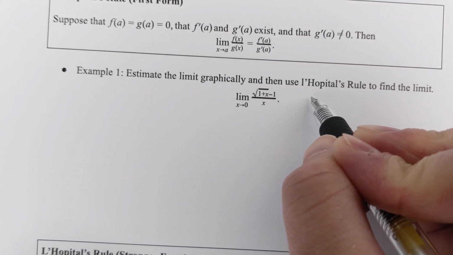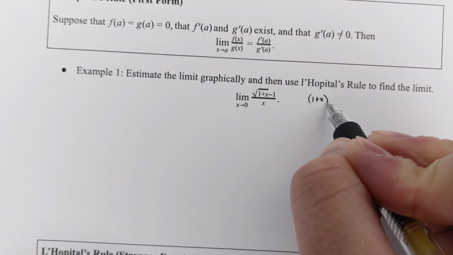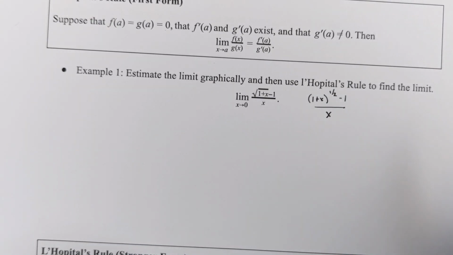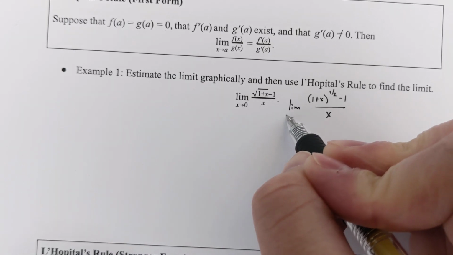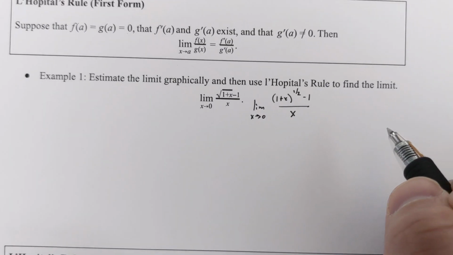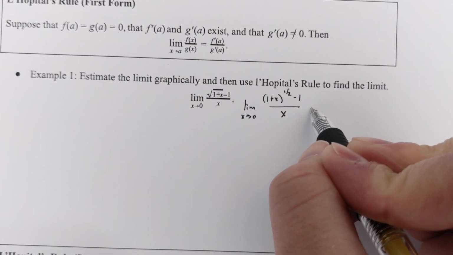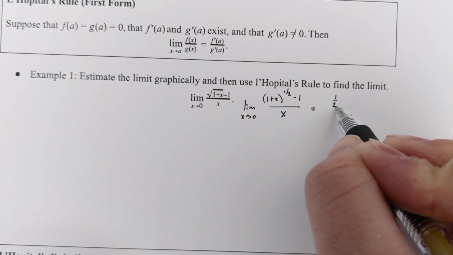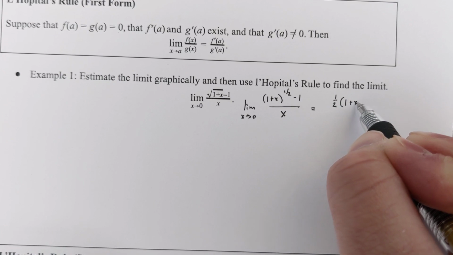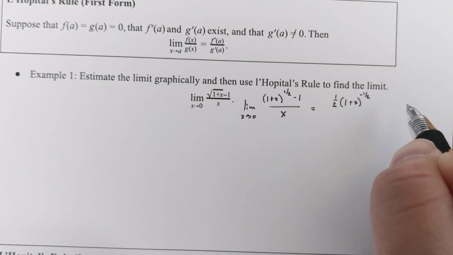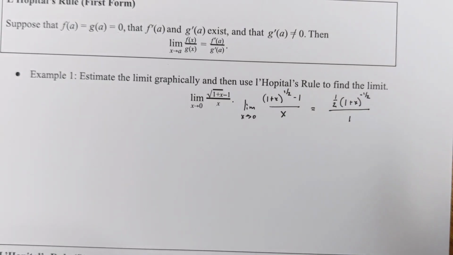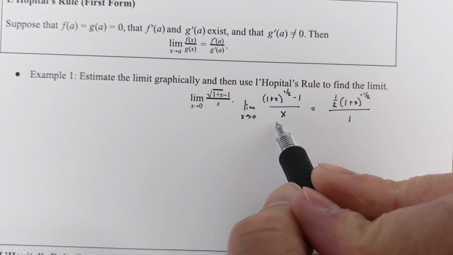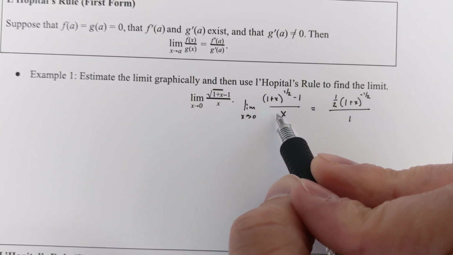I'm going to rewrite this numerator so it's a little bit easier to take the derivative. That's my expression. What L'Hopital says is, if I take the derivative at the top, this becomes 1/2, 1 plus x to the negative half, so the minus 1 goes away, all over 1. Now be careful, it's not a quotient rule. It's derivative at the top, derivative at the bottom, that's it. You don't work them separately.